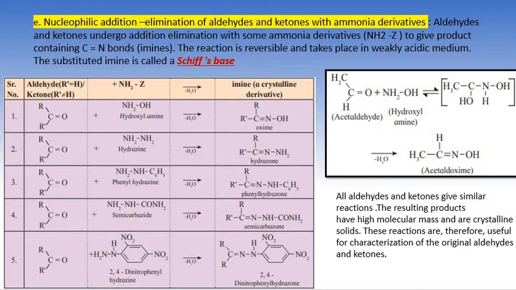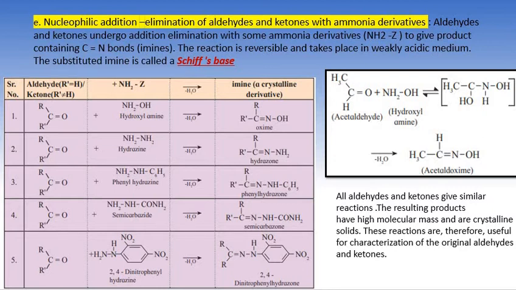Now we are going to learn 5 ammonia derivatives with which we will study the reaction of aldehydes or ketones. Here the 5 ammonia derivatives are: number 1, hydroxylamine, NH2OH; number 2, hydrazine; 3, phenylhydrazine, NH2NHC6H5; semicarbazide, NH2NHCONH2; and 2,4-dinitrophenylhydrazine.